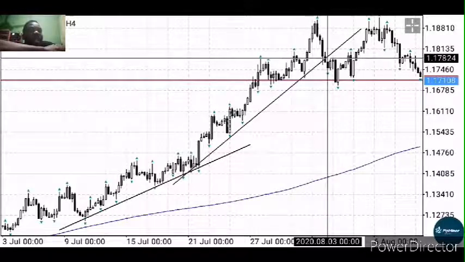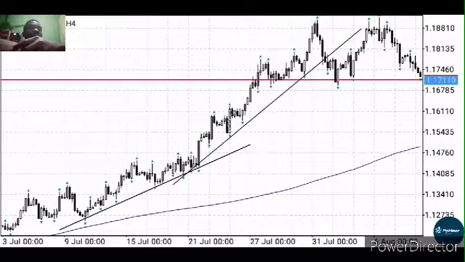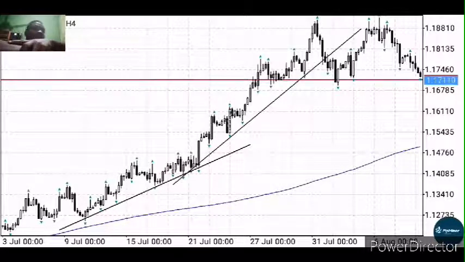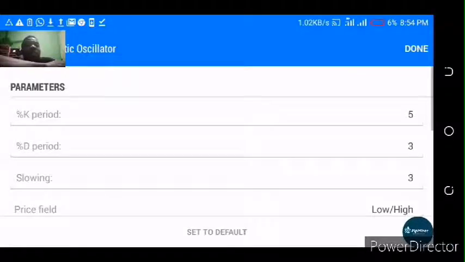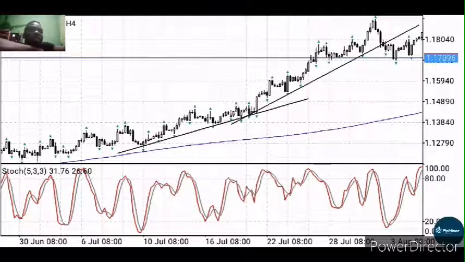line. And to confirm this, what I like to do is bring in some other oscillators to help me confirm if the trend is actually reversing. A stochastic oscillator, let's use the default terms.